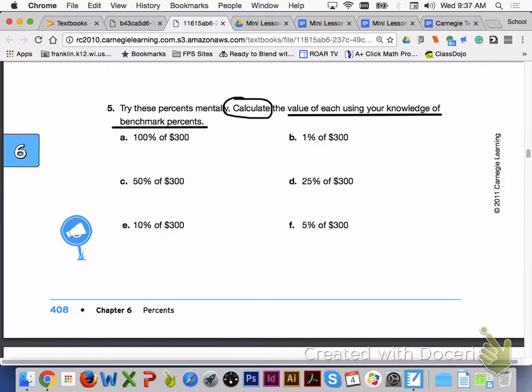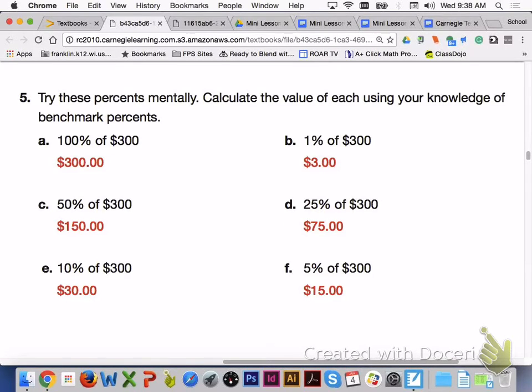Please answer number 5, letters A through F with your group members, and remember that you are doing this mentally. Letter A, we'd have $300, B, $3, C, $150, D, $75, E, $30, and F, $15.